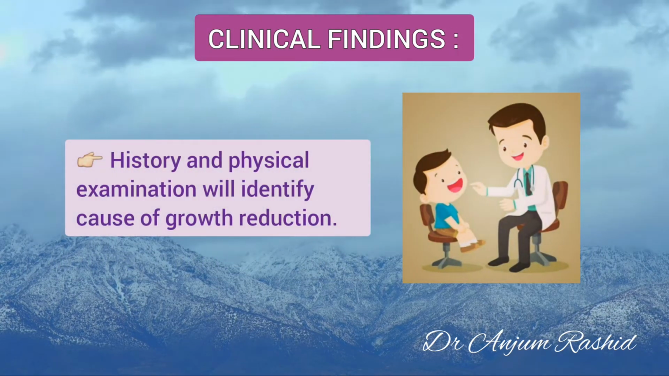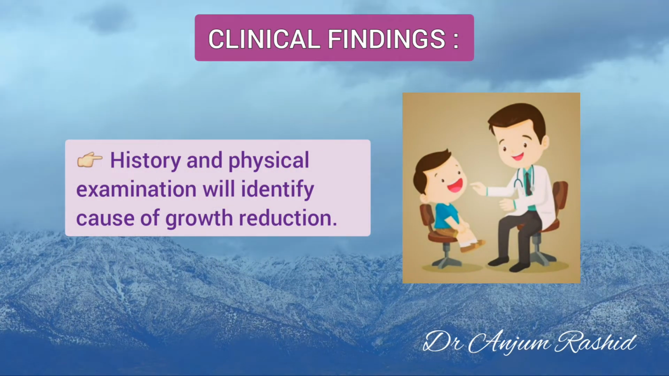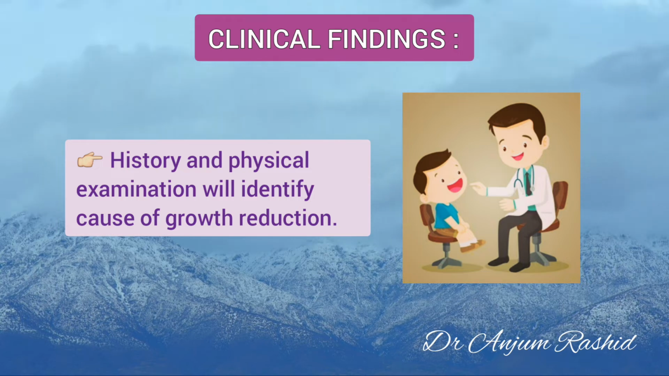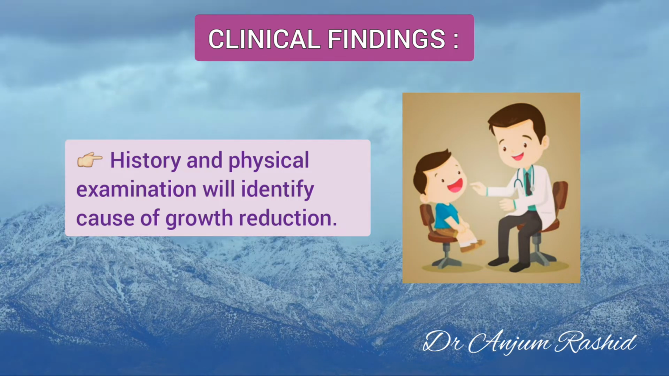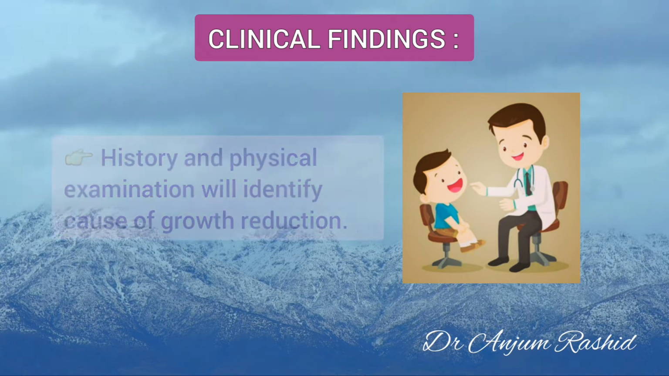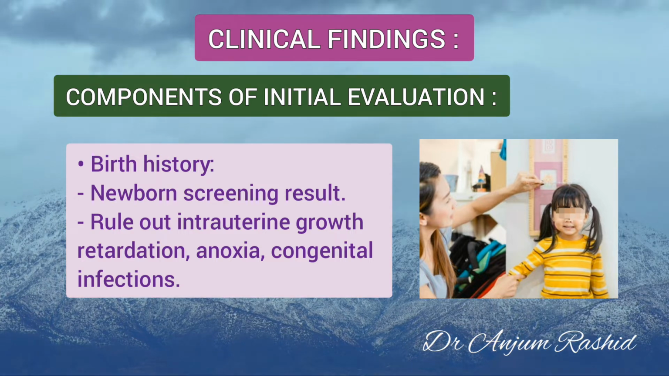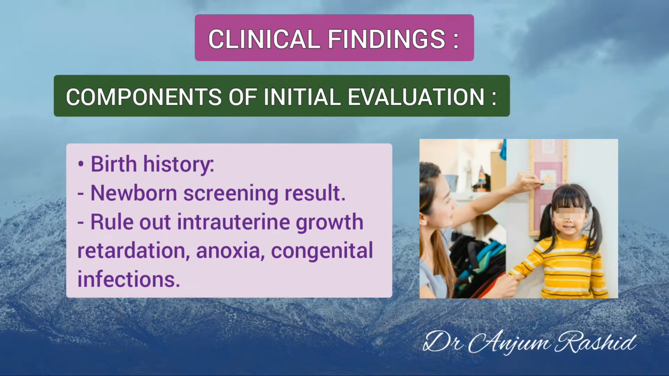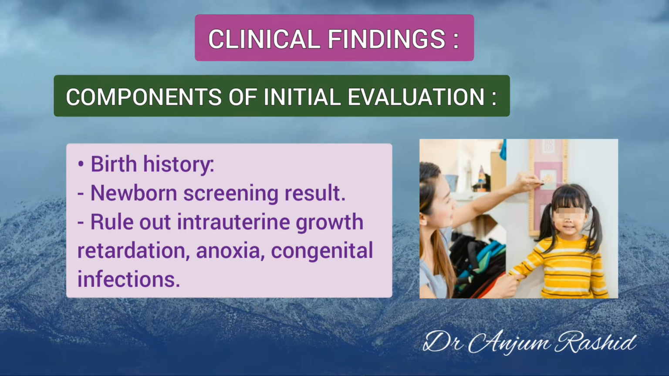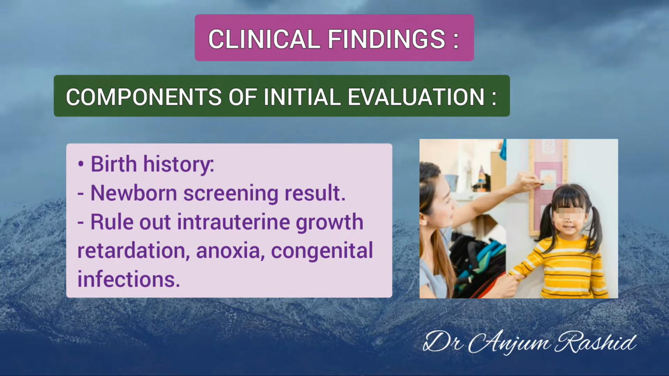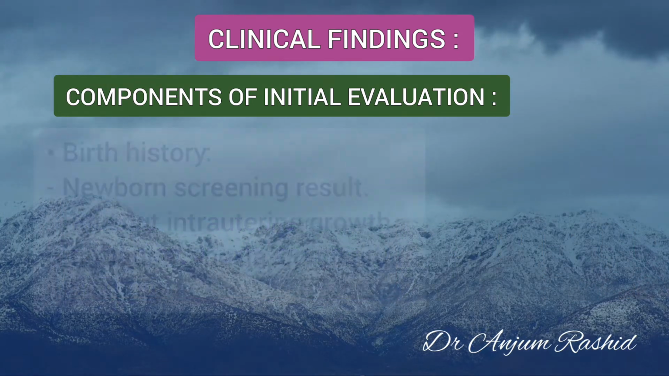Now, the clinical findings. In the initial evaluation, the history and the physical examination will identify the cause of growth reduction in the vast majority of cases. Now, these are the components of initial evaluation. First is the birth history. Ask for the newborn screening result. Rule out intrauterine growth retardation, any history of anoxia or congenital infections.